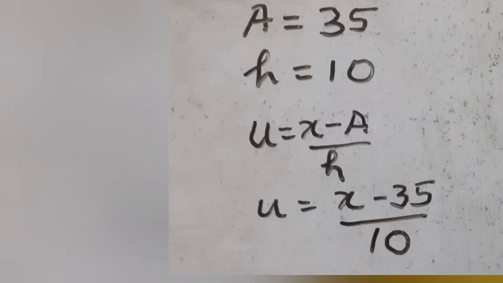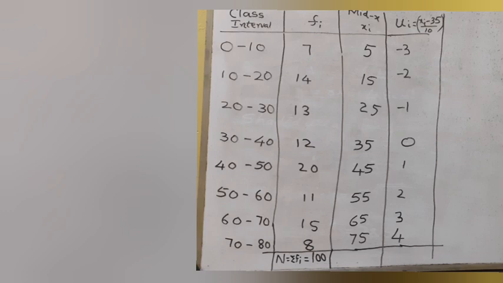So define u equal to (x minus a) by h, or (x minus 35), the whole thing divided by 10. Now for each value of x, we calculate the corresponding u. For example, for the first value 5, we get 5 minus 35, which is minus 30, divided by 10, which gives you minus 3. So after calculating the u values, we get the u column.